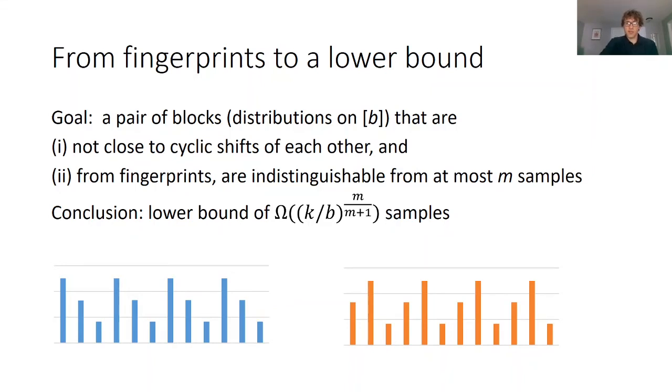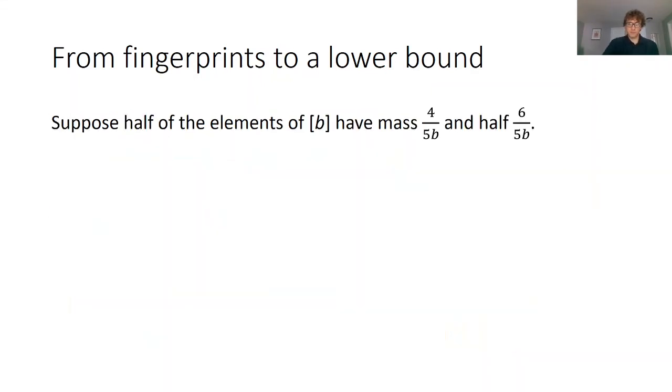So then let's see what we can do here. The way that we're going to set this up is that we're going to set up a distribution so that half of the elements, we'll assume that b is even, have mass slightly less than 1/b and slightly more than 1/b. Picking these specifically so that binning doesn't really help, that there isn't anything you can do by pinching things together.